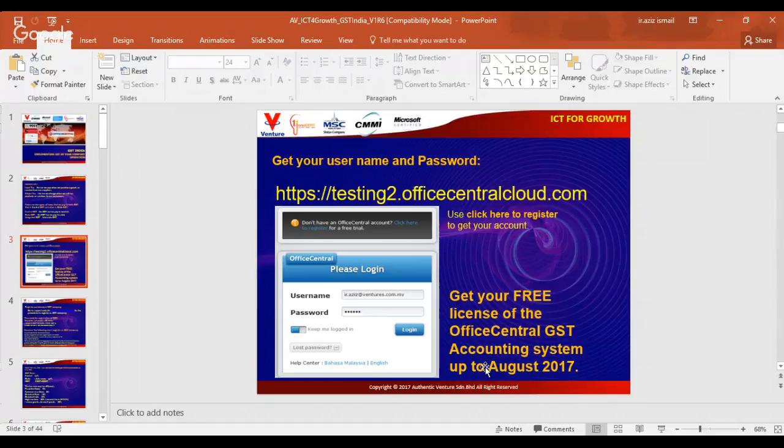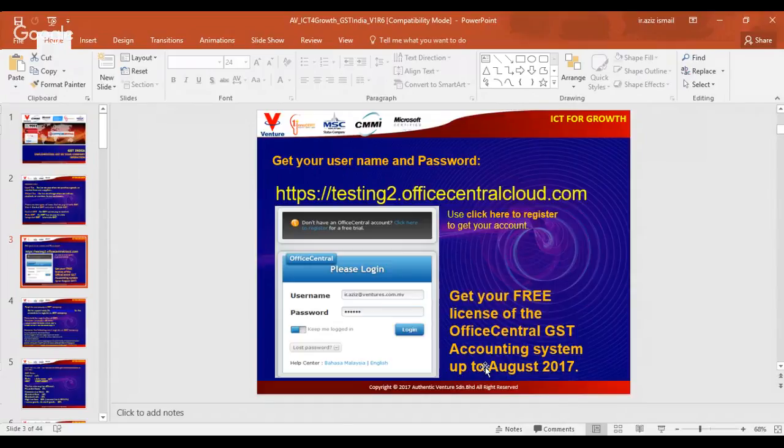By now, you should have your account for the Office Central. If you still haven't got it, then go to the website on top, testing2.officecentralcloud.com. All your data, the one that you develop here, will be kept there. So later on, once the GST is launched in India, you will go to the V2 Office Central Asia. All your database will be the same database.